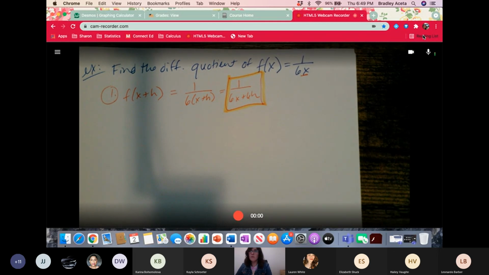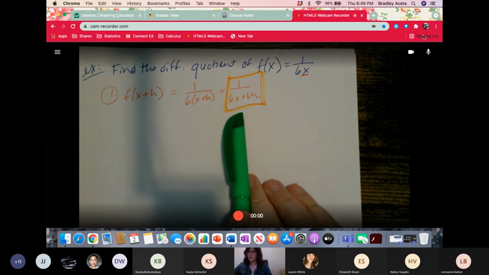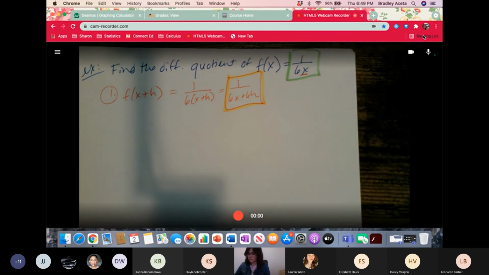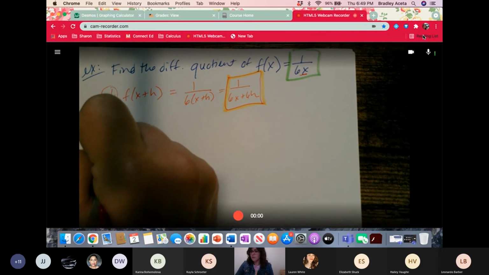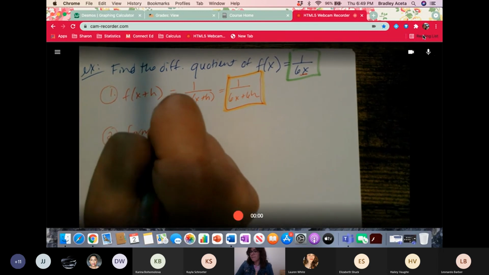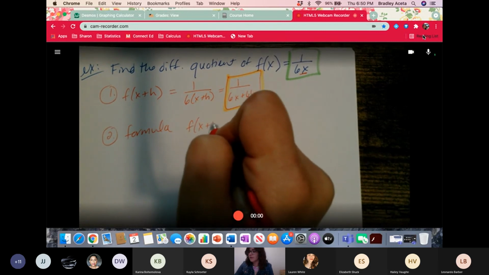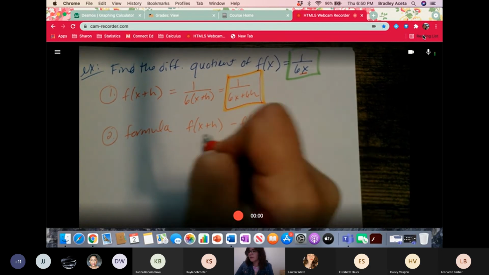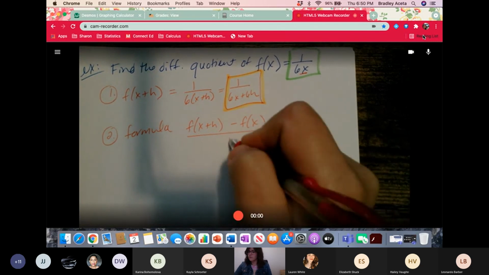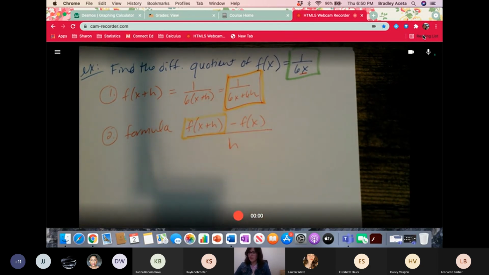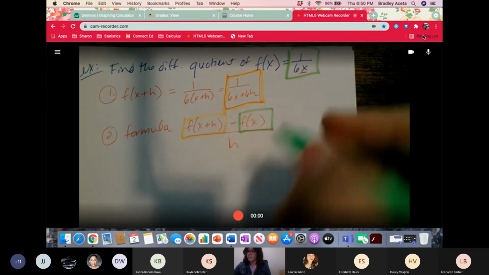All right, now we're going to plug things into the formula. Okay, so we've got my orange f of x plus h. This is right here, my f of x. So number 2, the formula, and I always write it again. It says f of x plus h minus your f of x all over your h. And I'm starting with highlighters because I think it helps people see what to plug in.